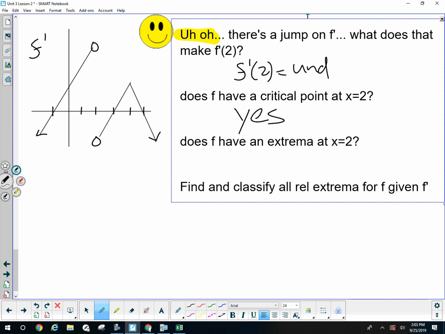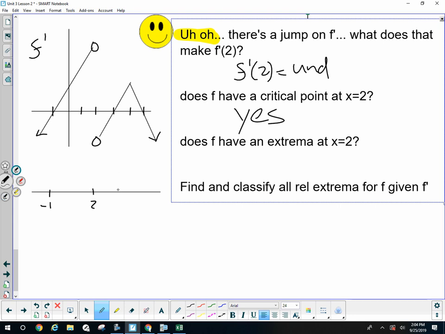Does f have an extrema at x equals 2? Yes or no? Why? Why not? Anybody? No. Yeah, that's what most people think. The answer is yes. Why? Well, what could happen at an undefined location? We already looked at one situation where you could have a vertical asymptote.